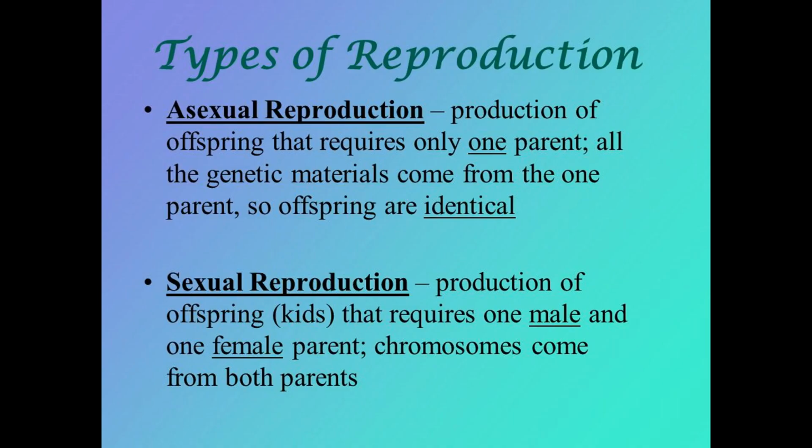We want to continue with the different types of reproduction. And we have asexual reproduction, which is the production of offspring that requires only one parent. All the genetic material comes from the one parent, so offspring are identical. Then we have sexual reproduction, which is the production of offspring that requires one male and one female parent. Then chromosomes come from both parents.